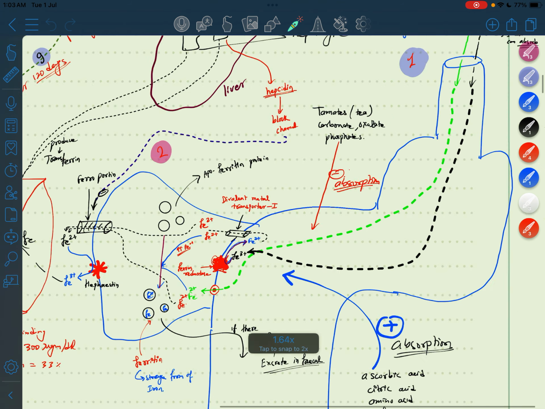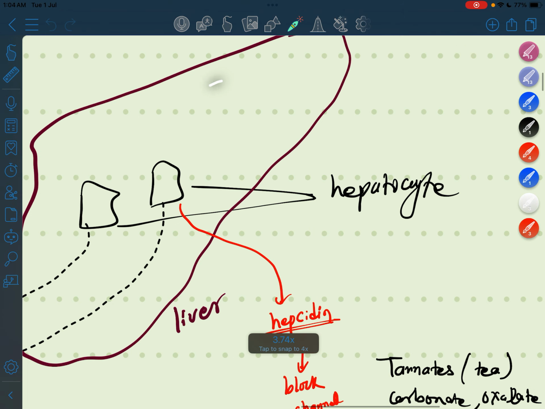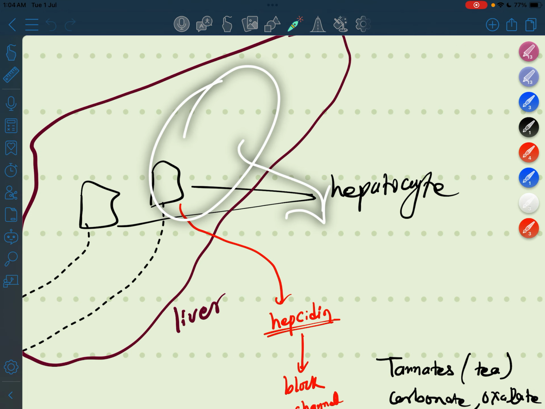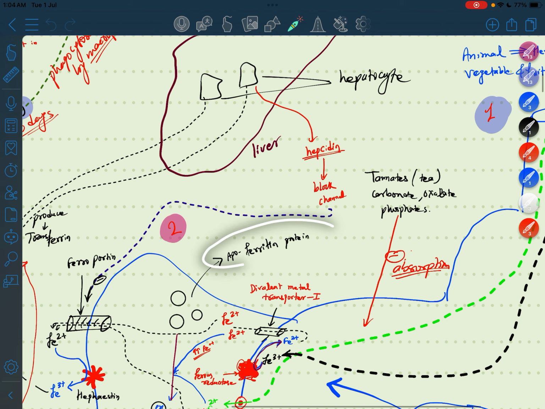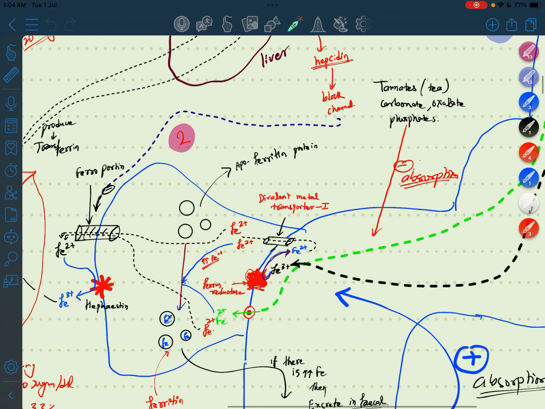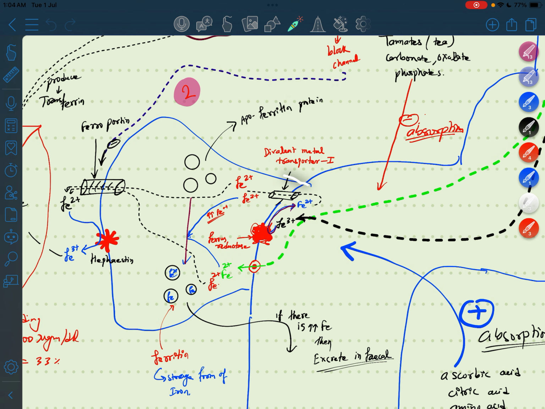And when iron is absorbed, we have a beautiful organ, the liver, which synthesizes apoferritin, and also apoferritin comes from the plasma cell. This apoferritin protein goes into the mucosa, and after the absorption it binds with the iron and forms ferritin, which is the storage form of iron.